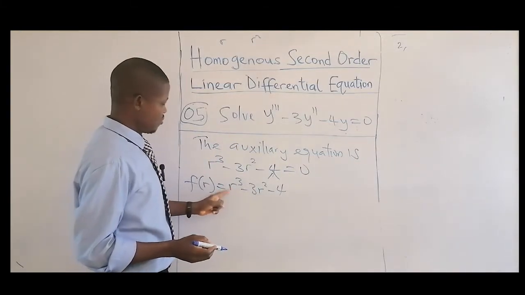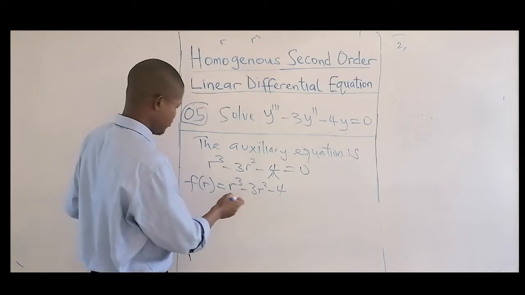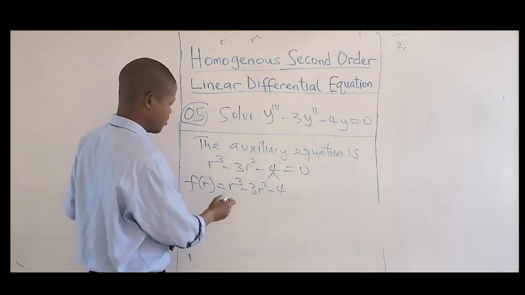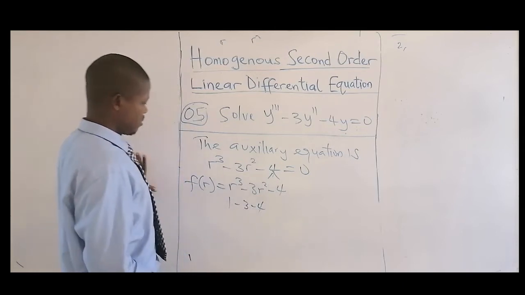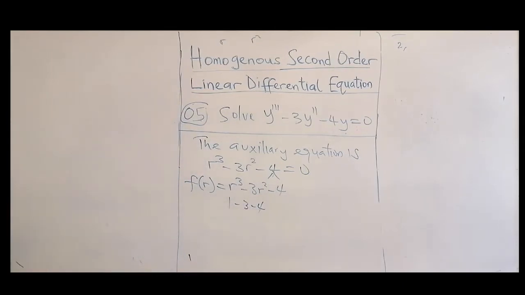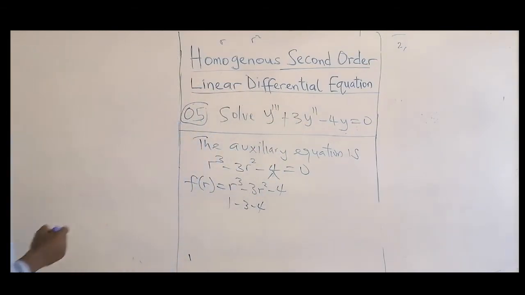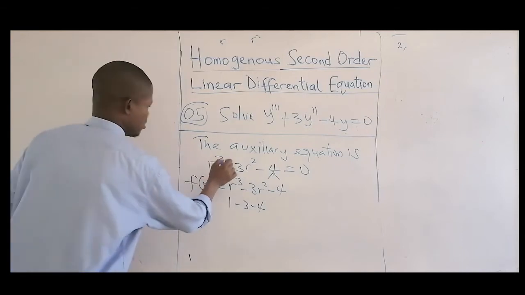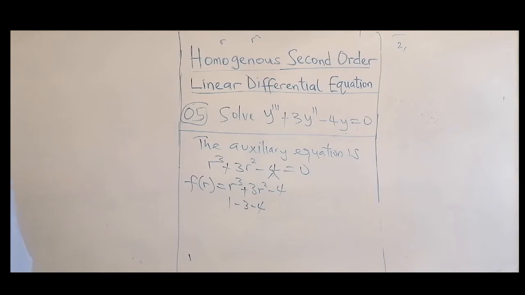If you put 1 here, let's begin the experiment. If it's 1 you are using, this is 1 minus 3 minus 4. So does it work? Does it equal 0? If it's not equal to 0, it's not a factor. I think there's a problem with the question here. This is plus. So if it's plus, it's going to work. Okay, 1 will be a factor.